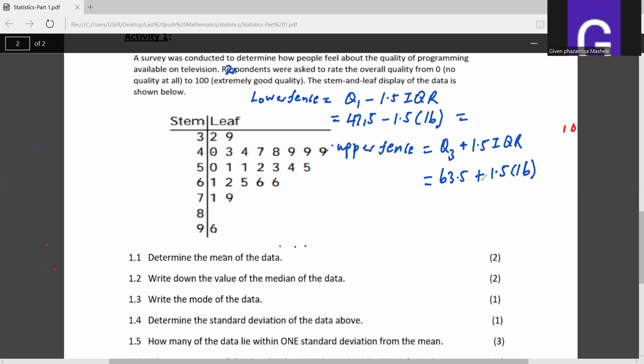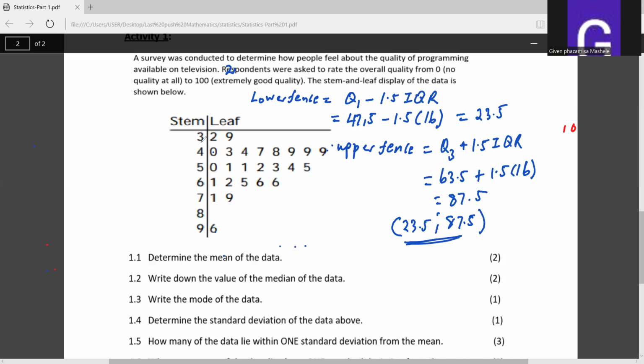This will give us 23.5. Then secondly, we have 63.5 plus 1.5 times 16. This will give us an upper fence of 87.5, which means the lower fence will be 23.5 and the upper fence will be 87.5, which means any value that does not fall in this interval is regarded as an outlier.